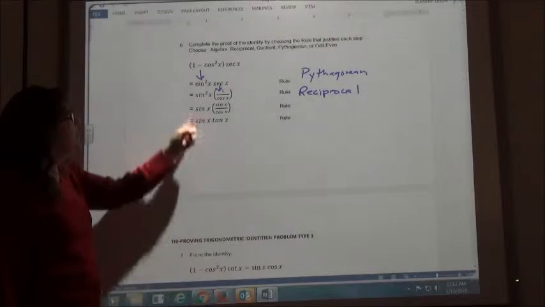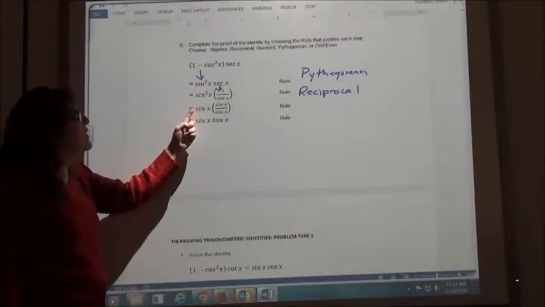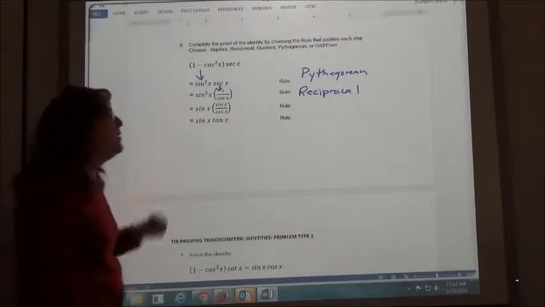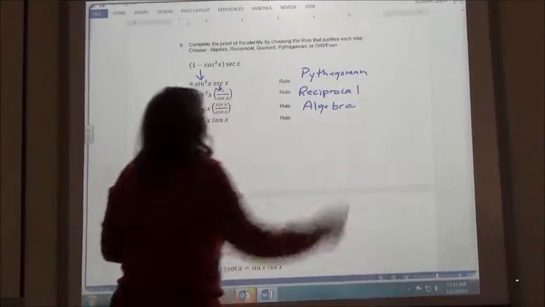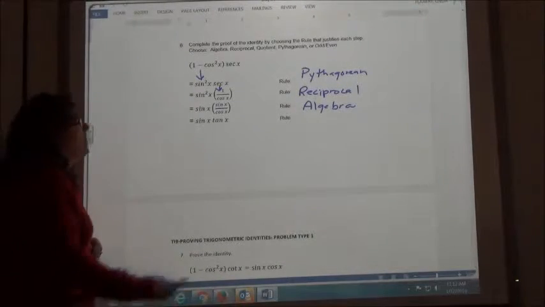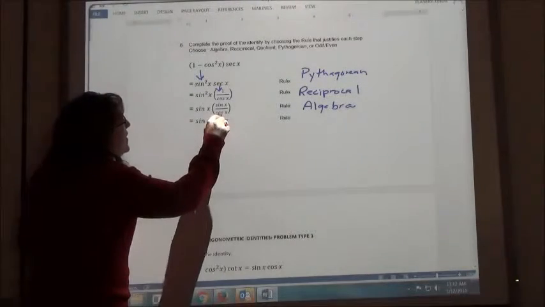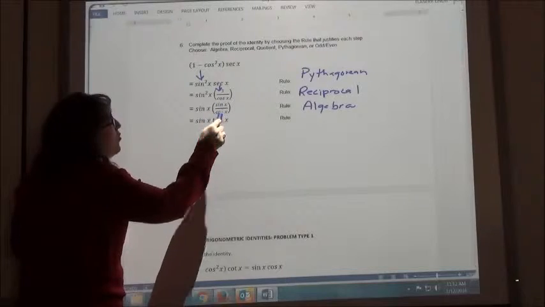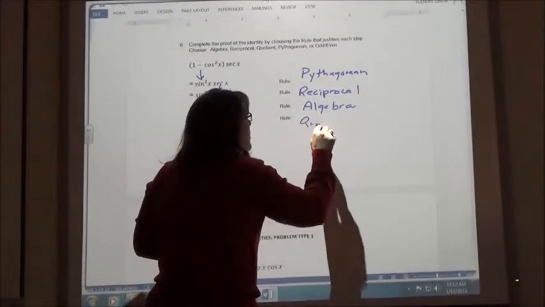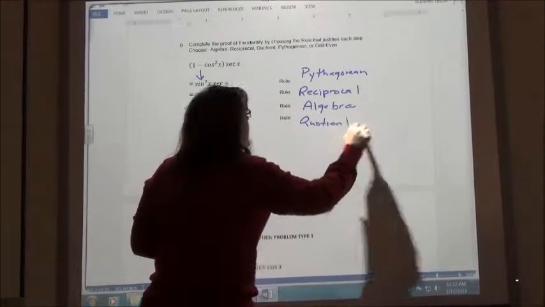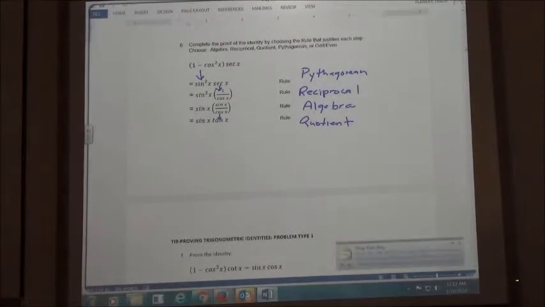Next thing they did, they took the sine squared and changed it into sine times sine. That's just plain algebra. Next thing they did here, sine over cosine is equal to tangent. That's my quotient identity. Sine over cosine equal tangent. There's my identity.